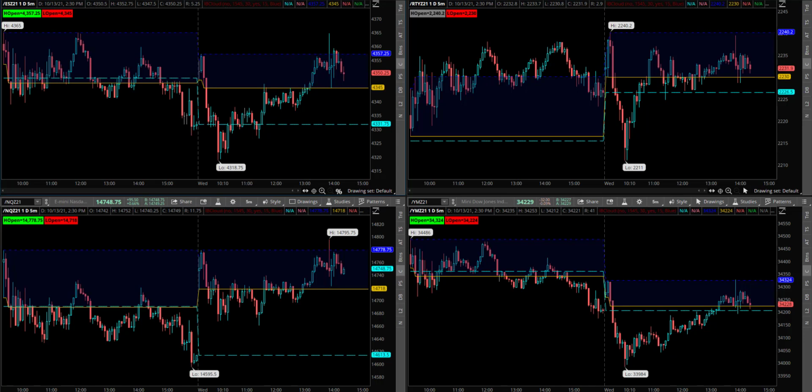Today is Wednesday, October 13, 2021. We just came off the release of the FOMC minutes. You can see the volatility in the charts there where it was released. This is the S&P chart in the top left. FOMC minutes were released right here at 2 o'clock.